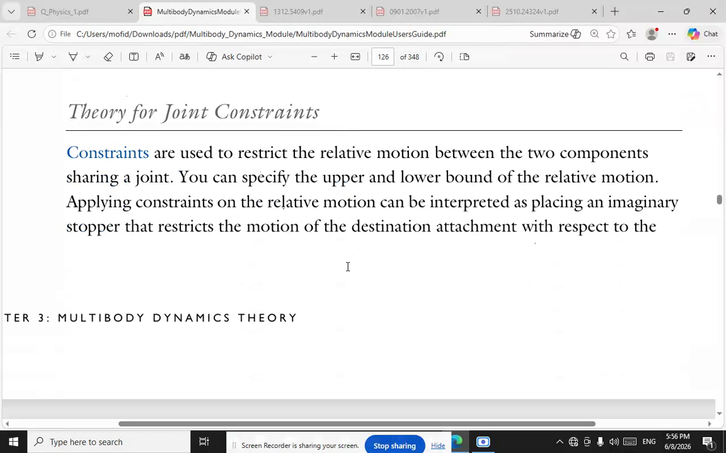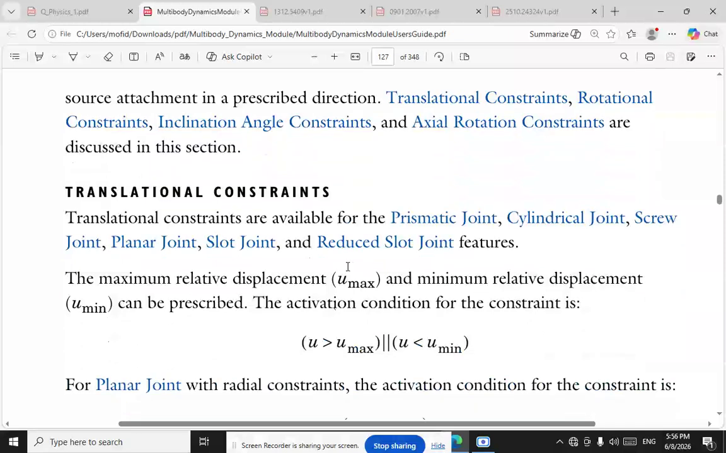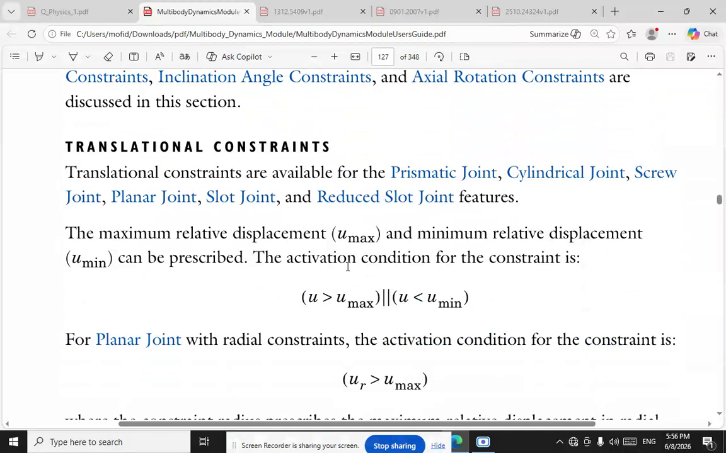Constraints are used to restrict relative motion between the two components sharing a joint. You can specify the upper and lower bound of relative motion. Applying constraints on the relative motion can be interpreted as placing an imaginary stopper that restricts the motion of the destination attachment with respect to the source attachment. Prescribed direction, translation constraints, rotational constraints, inclination angle constraints, and axial rotation constraints are discussed in this section.